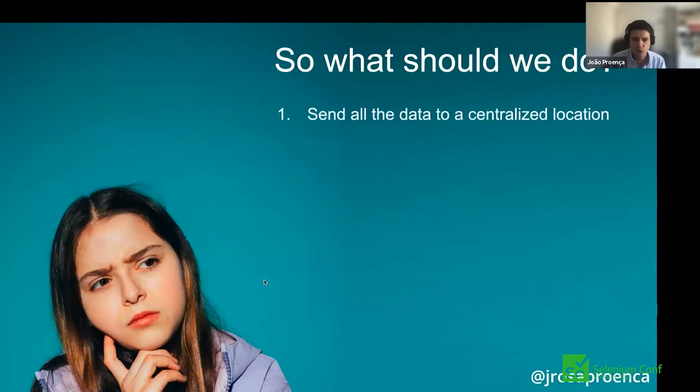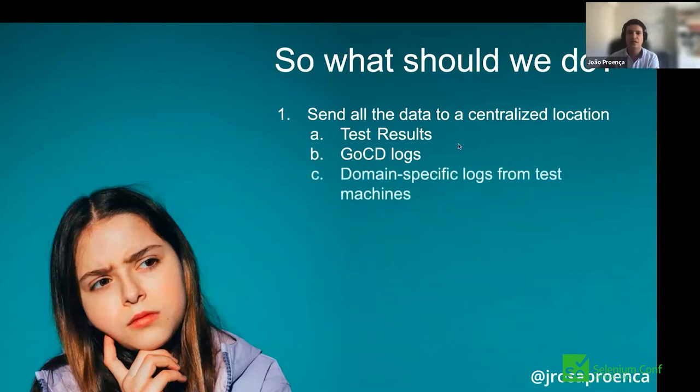So what did we end up doing, or what are the things that we should do? Of course, we should send all of the data to a centralized location. And we started doing that. We started sending all of the data to a data lake so that we could look at it. Not just the test results, but also the GoCD logs, because it would be very important for us to have timestamps and understand which tests run before, which tests run after. Does that play a part in this? Also, domain-specific logs from the test machines themselves. So get all of those different log levels into just one place so that you can correlate.